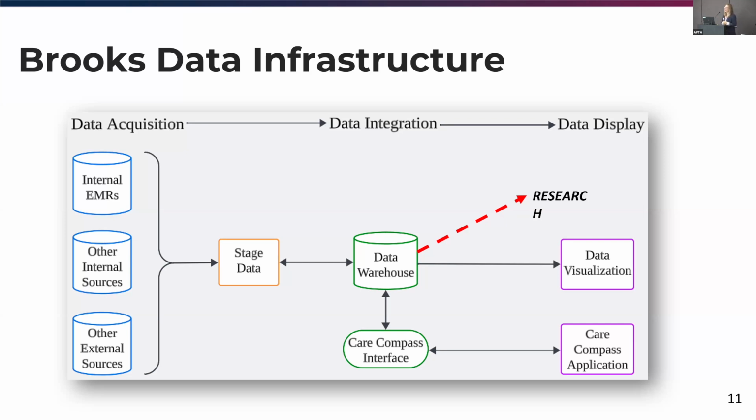I will mention we do have an internal application that we've built as well, which is called our Brooks Care Compass, and that interfaces with our data warehouse as well. And I'll talk about that in a little bit more detail in just a few minutes.